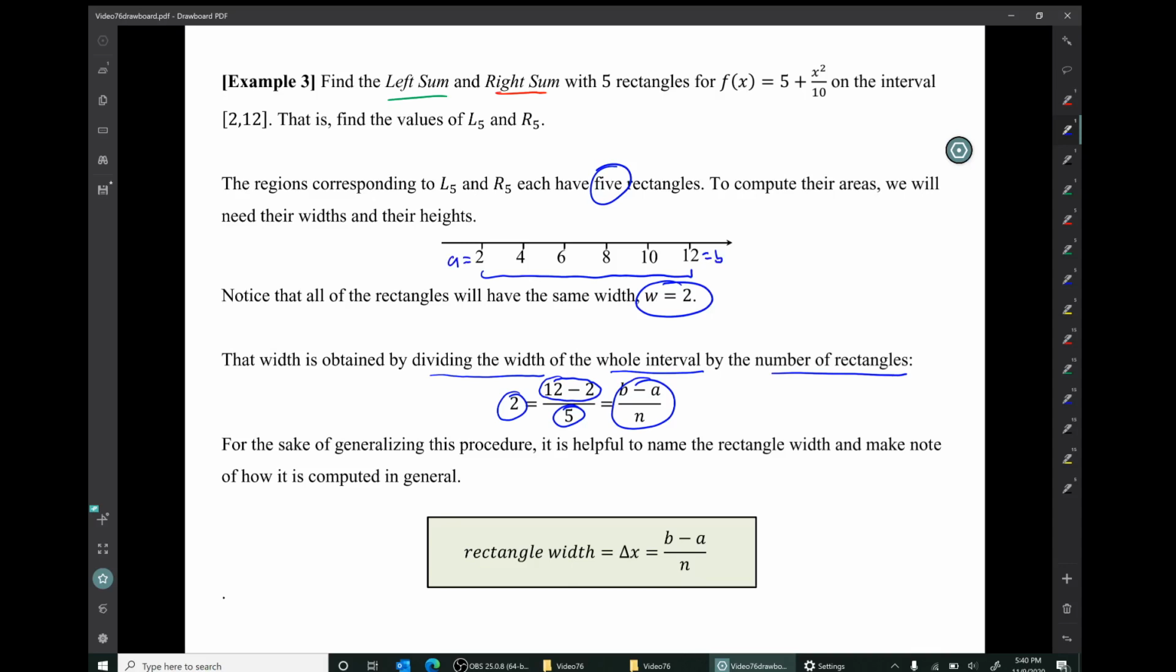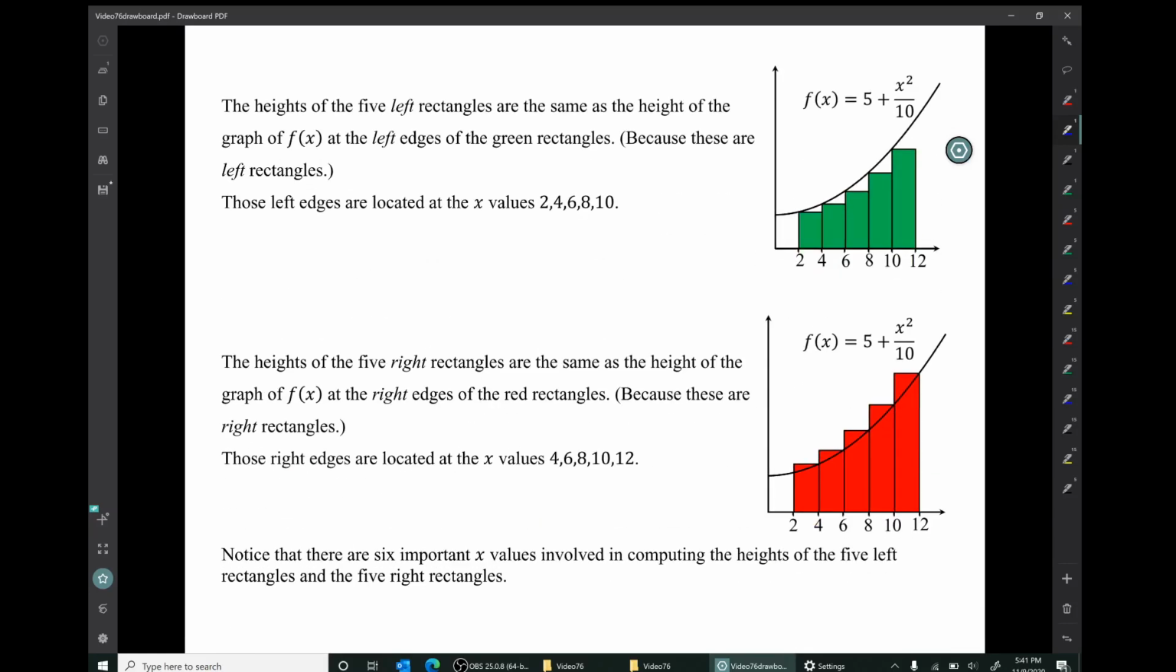For the sake of generalizing this procedure, it's helpful to name the rectangle width and to make note of how it's computed in general. So the symbol for the rectangle width will be this, delta x. Remember, delta is often used for change in. So change in x, or rectangle width, delta x, is computed using this formula, b minus a over n. Now we need the heights of the rectangles.